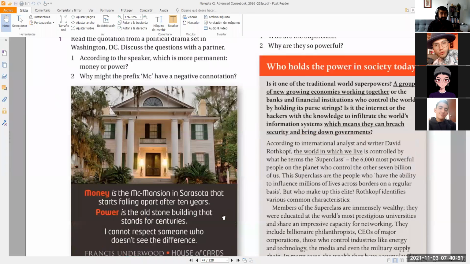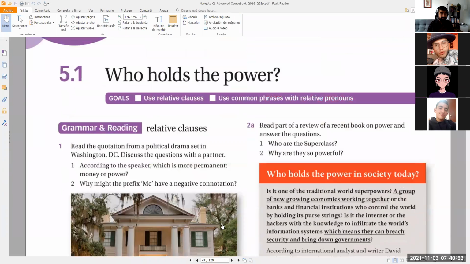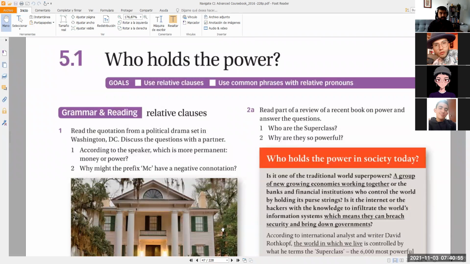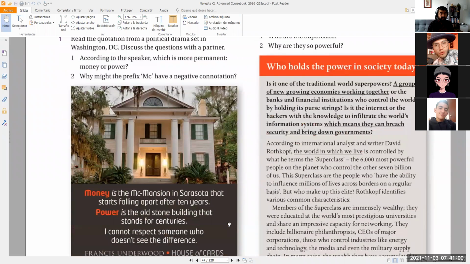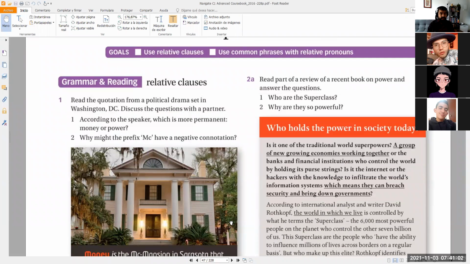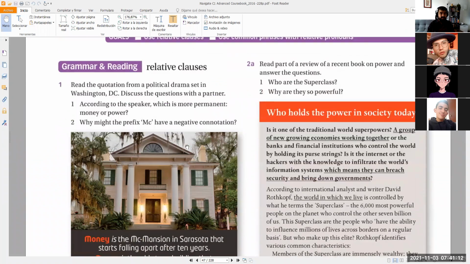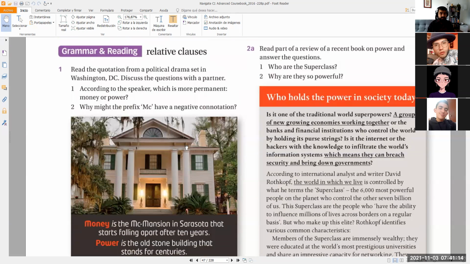Let's see. So guys, we're gonna start with this very first exercise, which has to do precisely with one TV series which has been super famous. So we'll see the context. What they say here is that we're gonna read the quotation from a political drama set in Washington, D.C. and discuss these questions with your partners or with your groups.